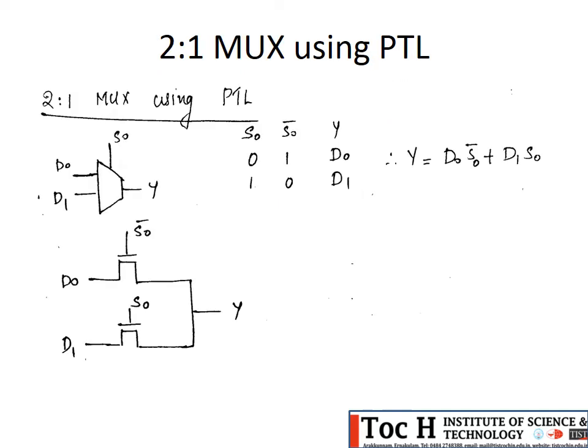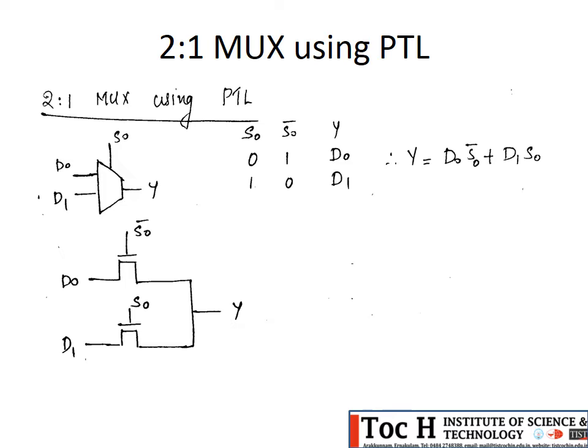Next is a 2:1 mux using pass transistor logic. Hope you remember, mux is a many-input, single-output logic function. So here we have two inputs D0 and D1 and one select line. Depending upon the select line value, it will pass the input to the output. If the select line is logic 0, it will pass D0, and if the select line is 1, it will pass D1. So the expression for the 2:1 mux is Y equal to D0 S0 bar plus D1 S0.